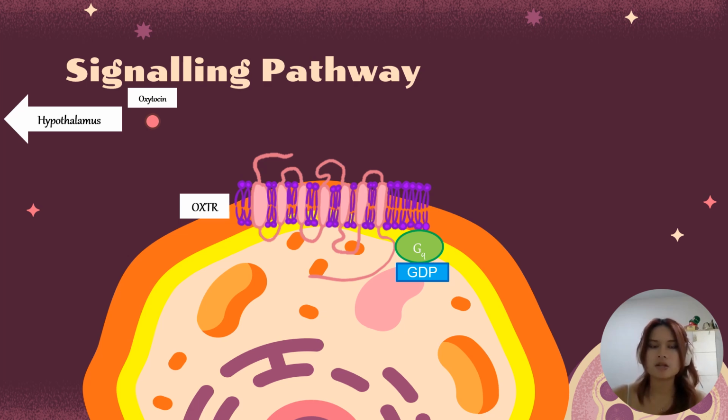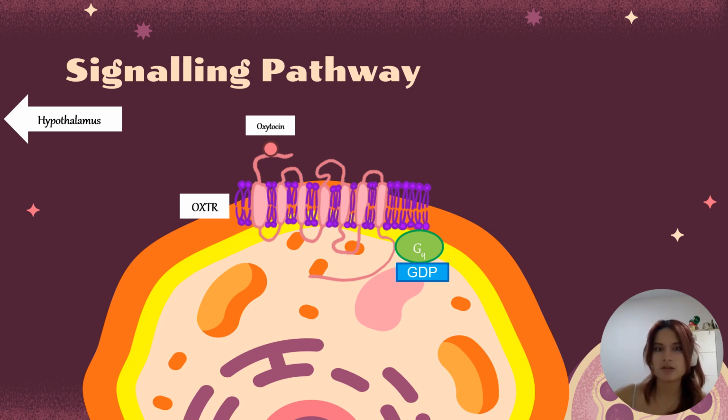Uterine contraction, labor induction, and several other maternal behaviors are induced by oxytocin and oxytocin receptor signaling. OXTR is the receptor that regulates G protein independent signaling and triggers the hypothalamus to secrete the oxytocin ligand. Oxytocin binds to OXTR, and the binding causes a conformational change of OXTR.